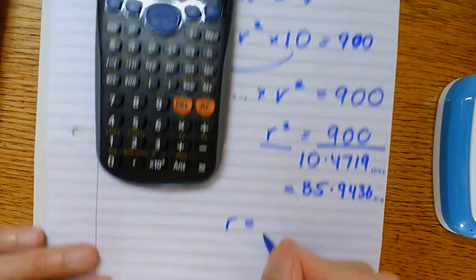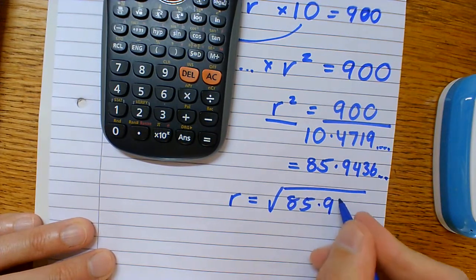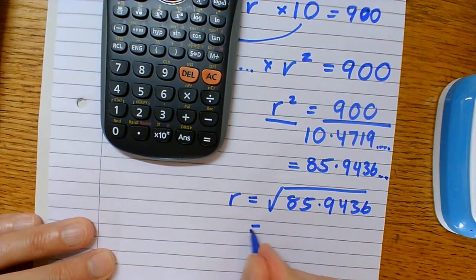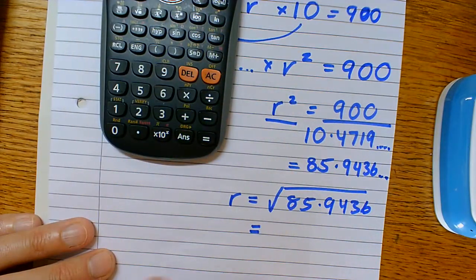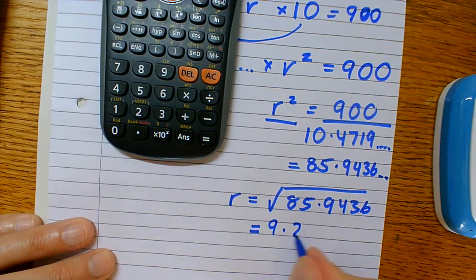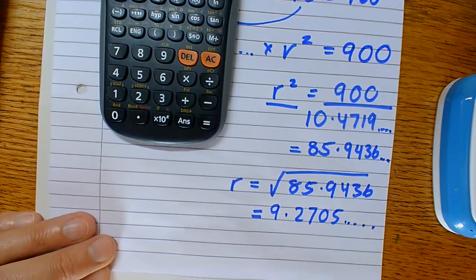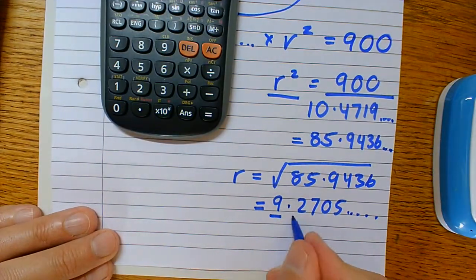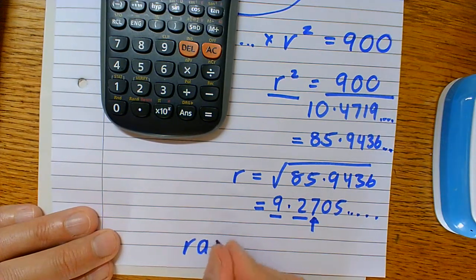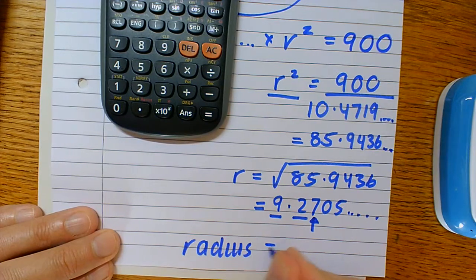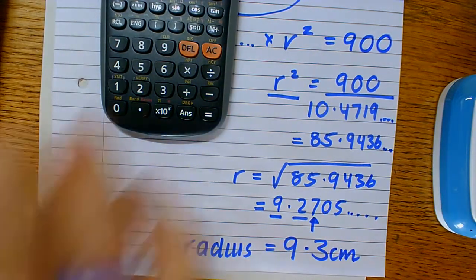So r is going to be the square root of that number, square root of 85.9436, which is going to be, well, square root of our last answer is, there it is, 9.2705 and so on. In the question, we're only asked to give our answer to two significant figures, so there's the two most significant figures. It's followed by a 7, so we're going to round up. So the radius of that cone would be 9.3 centimetres to two significant figures.